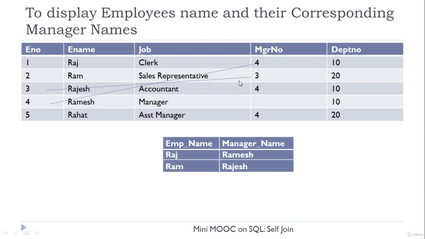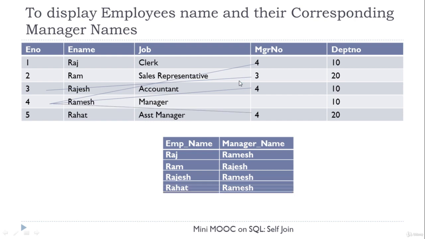Employee number 3 has the name Rajesh and his manager number is 4, whose name is Ramesh. Thus, the desired output pair is Rajesh and Ramesh. Since employee number 4, Ramesh, has no manager, his record will not appear in the output. Employee number 5 has manager number 4, whose name is Ramesh, thus the desired output is Rahat and Ramesh.